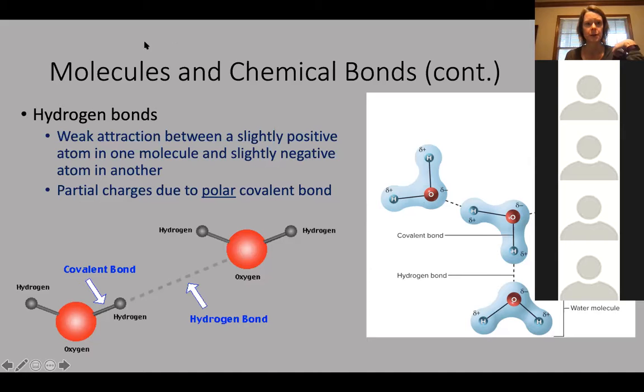It's really hard to explain in a simple way. But you have a slight positive part of a molecule, you have a slightly negative part of another molecule. Those two are attracted together. Hydrogen is always going to be the partially positive side of the molecule. Okay, so that's a hydrogen bond. You have to have a polar covalent bond within the molecules that are interacting in order for that to happen.